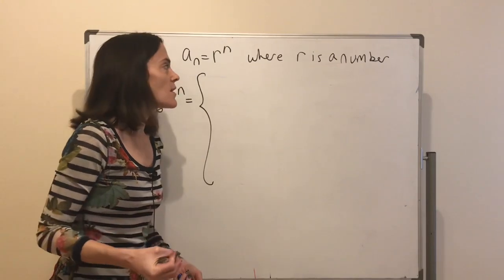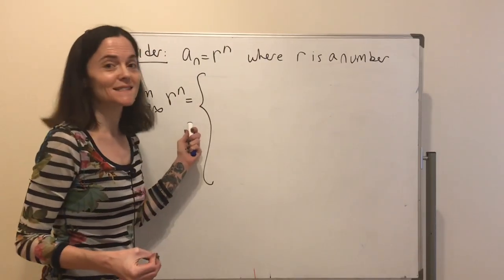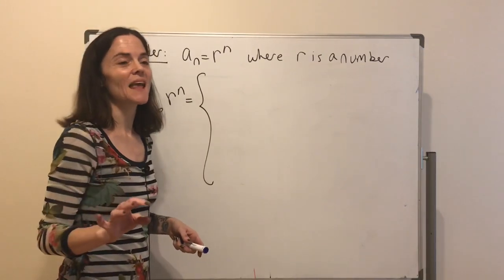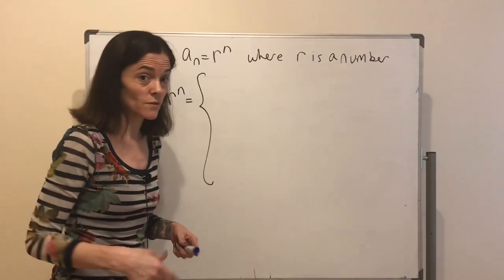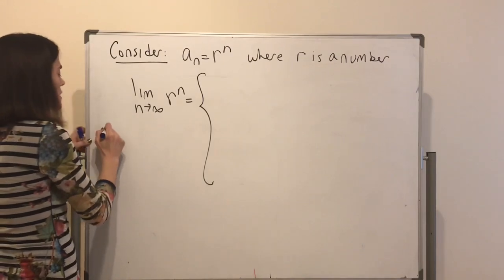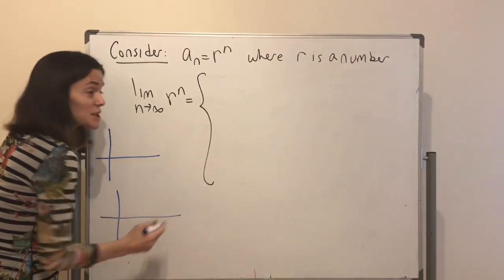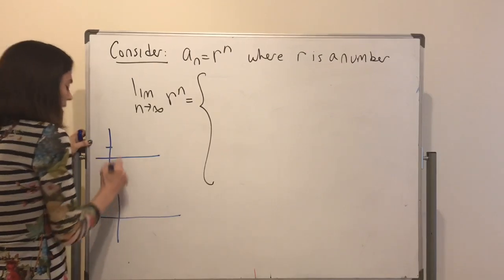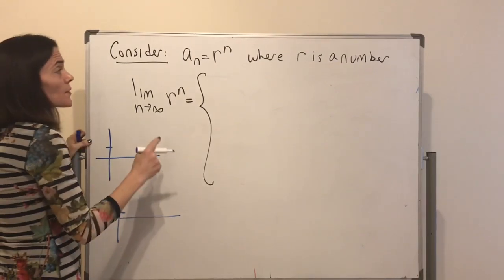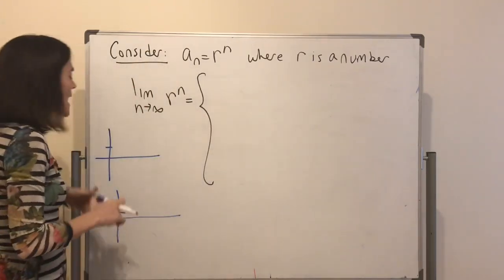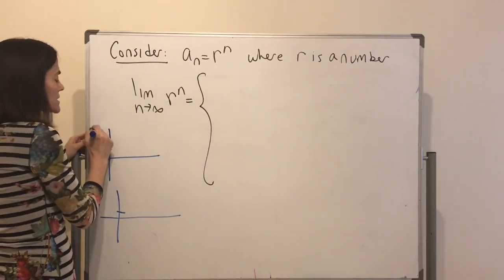Well, if it's 0, this is trivial, it's just 0, the whole sequence. But we're taking r to the n, and we're trying to figure out what happens as n goes to infinity. Now, some things we know. Let's graph. We're going to have a bunch of cases here. If this is actually an exponential function, we know what happens. And I've already graphed this, but it's quite important.